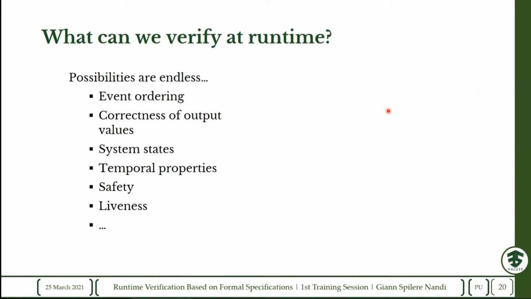I just want to talk about what we can actually verify using runtime monitoring. You can verify many things. It's basically up to the tool that you use and why you want to use it. For example, event ordering, the correctness of some values, temporal properties. You can also abstract all these things to say that they relate to some safety property or some liveness property.